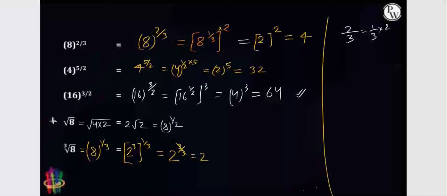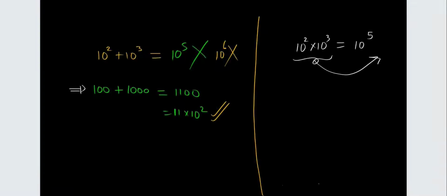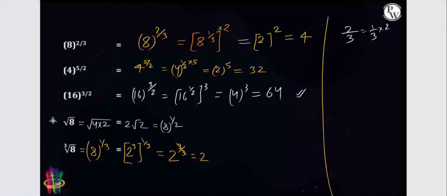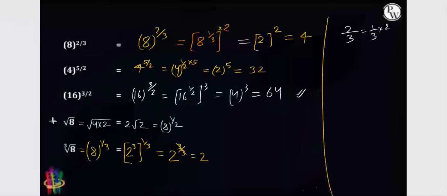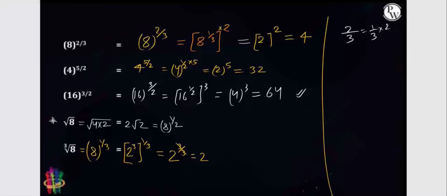Alright, then the next thing is 4 to the power 5 by 2. You can write 4 as 2 to the power 2, and when you multiply the powers, the 2 and the 5 by 2 cancel. At the end you will get 2 to the power 5, and 2 to the power 5 is equal to 32. Now the next thing is 16 to the power 3 by 2. What is 16? 16 is 4 to the power 2, and when you multiply 4 to the power 2 by 3 by 2, then the 2 will get cancelled, and you will get 4 to the power 3, which is equal to 4 4s are 16, and 16 4s are 64.